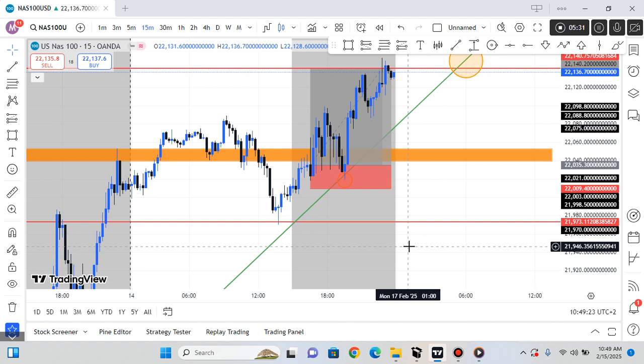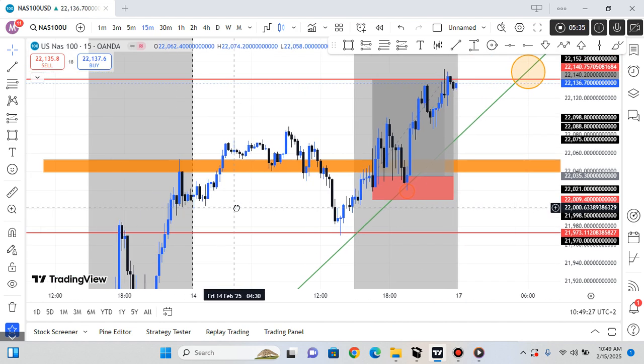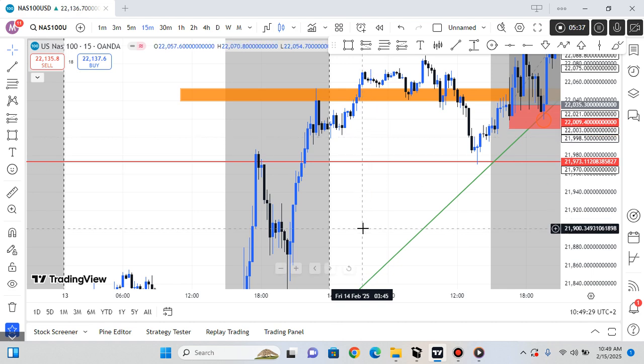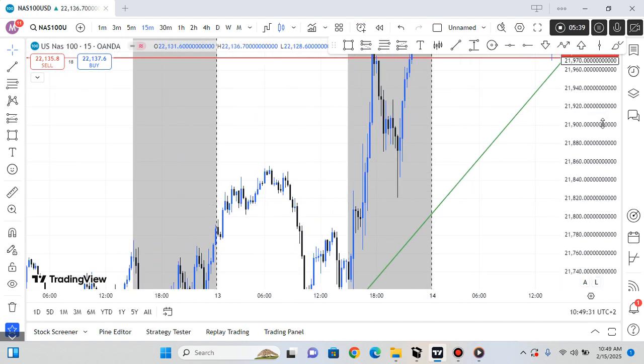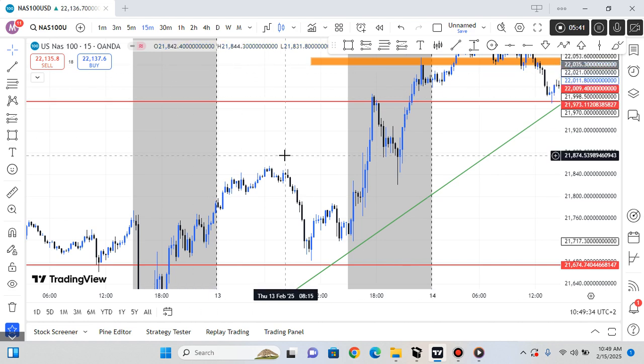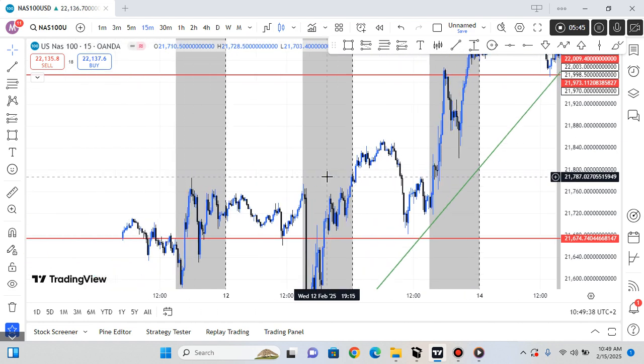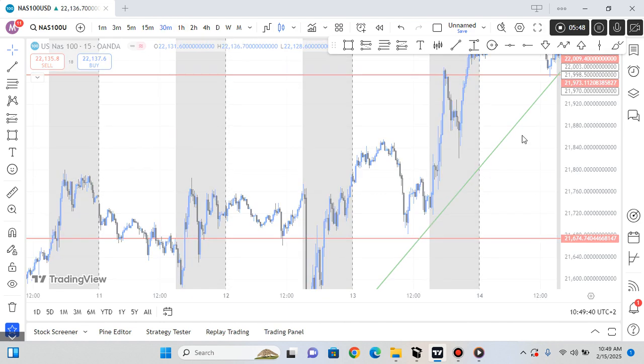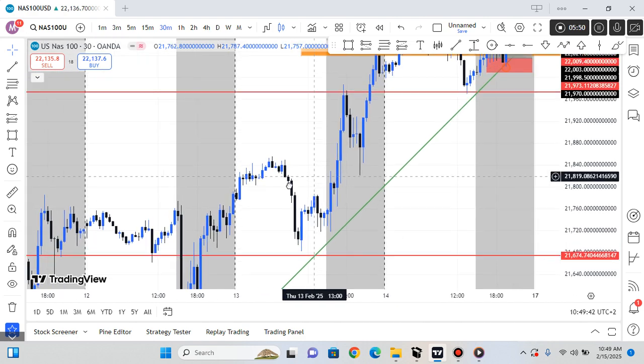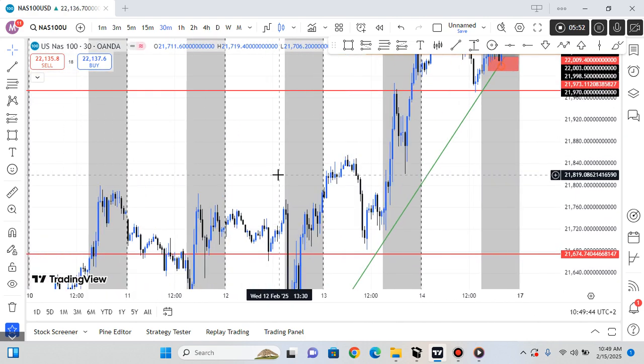Look at this move. This is a beautiful move, guys. A beautiful one. You see? Even on, let's go straight now, which date was this? It was Thursday, because we are on Thursday, right? Now, what can we do? We can go straight to 30 minutes so that we can spot our bank zone very quick.